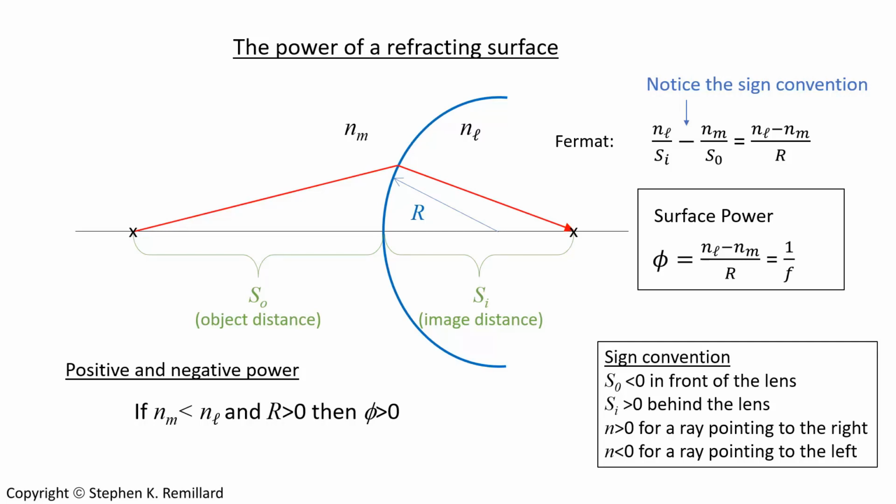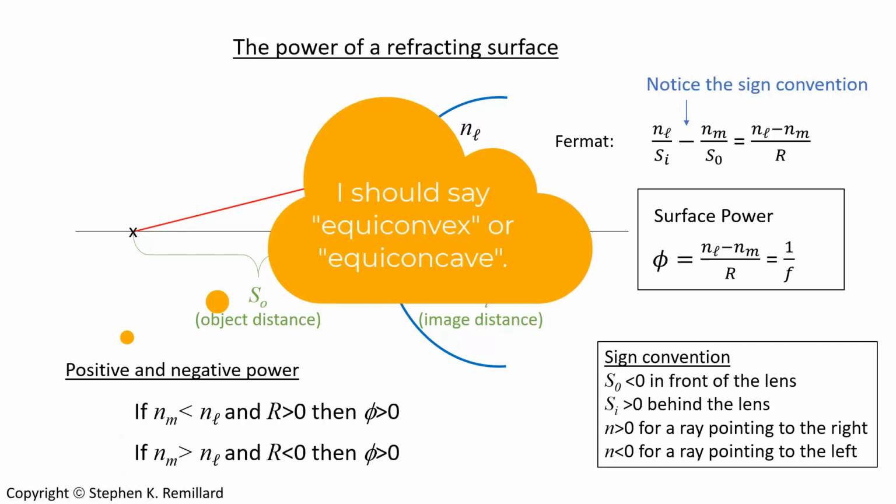We can entertain 4 permutations on that, but here's another one. If the index of refraction of the medium is greater than that of the lens, and the radius of curvature is negative, which would be the opposite sense, it would be a concave, not convex surface, then the power is still positive. So you can generate for yourself the other 2 permutations that give negative power. But this is kind of important because these 2 scenarios that I describe here are the front and back surface of a lens. The front and back surface of a double convex or double concave lens will have the same sign of power, and we'll be able to add them together.